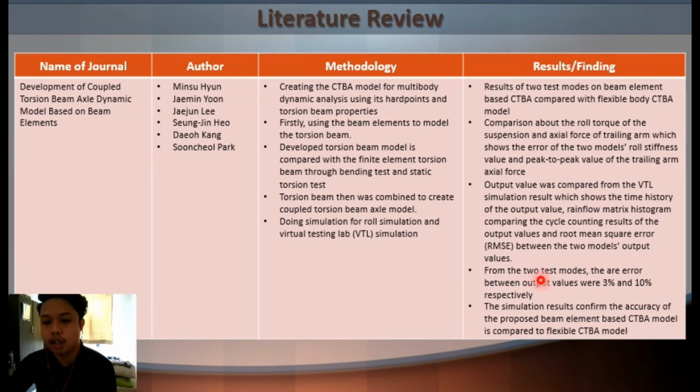So from the two test modes, the errors between output values are 3% and 10% respectively. To conclude from this journal, the simulation result confirms the accuracy of the proposed beam element based CTBA model, compared to the flexible CTBA model.